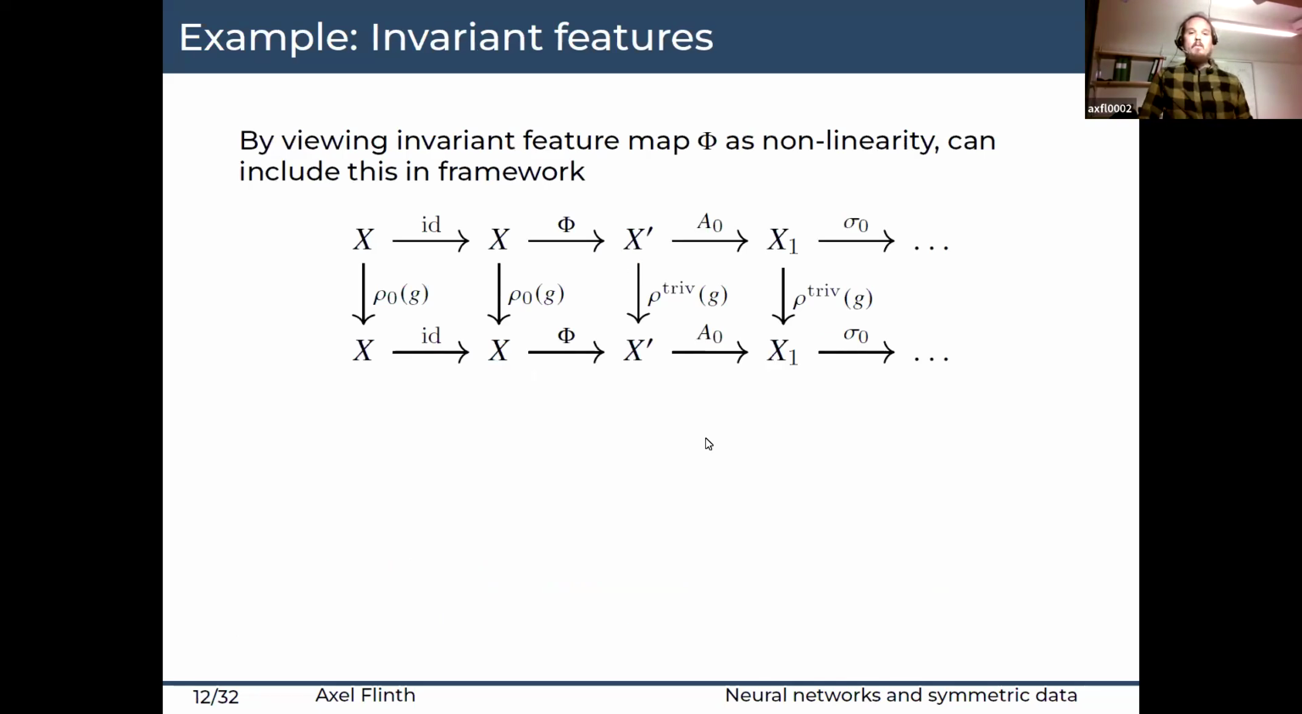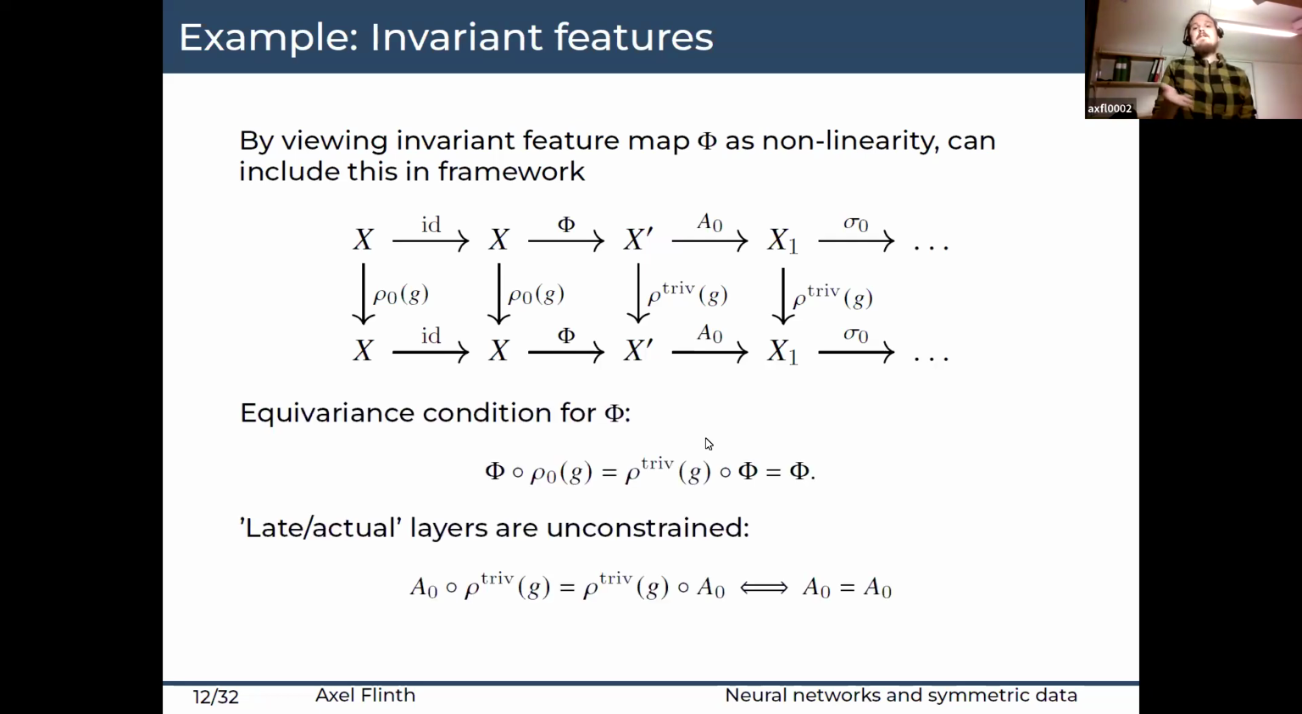Another example which one can view as using this framework is actually the case of learning on invariant features. So what we do here is that we view this invariant feature map, we precompose our neural network, as the first nonlinearity. And then we prescribe our representations like this. On my first two spaces, I use the representation I had from before. And then on all other spaces, I have the trivial representation.